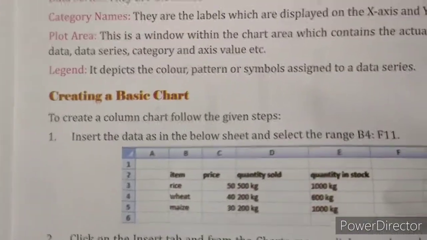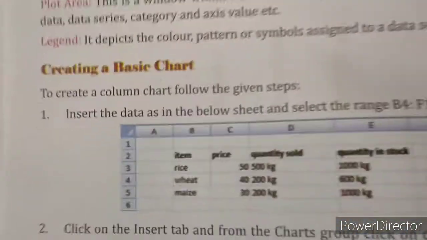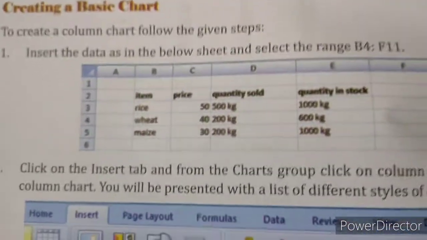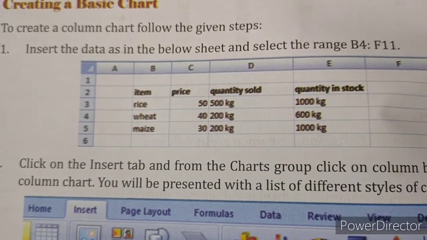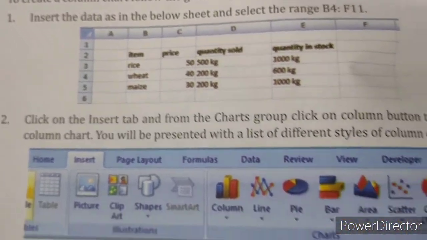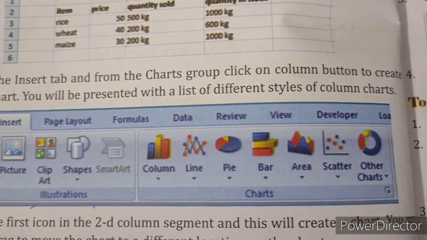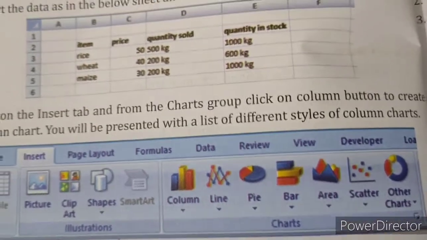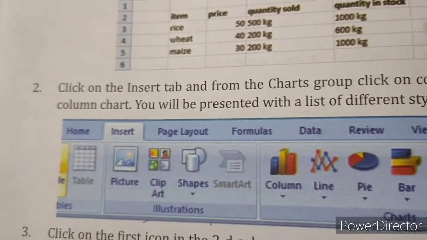Now coming to the next part, that is creating a basic chart. How can you create a basic chart? Suppose this is your data. First of all, what you have to do, you have to click on Insert, and from the Chart group you have to click on the Column button to create a column chart.